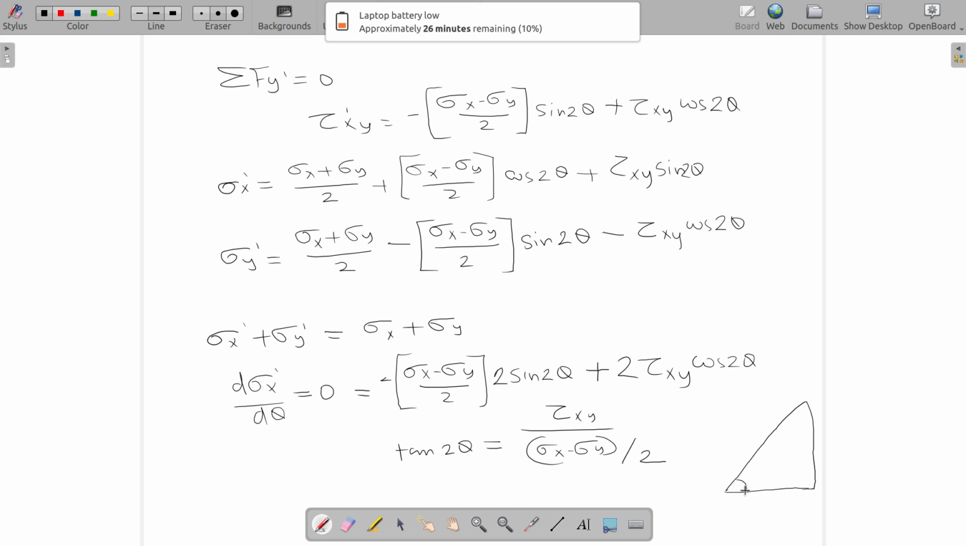So let's say this is 2 theta, and this is tau xy, and this is sigma x minus sigma y by 2. So what will be the length of this side? That will be the square root of tau xy square plus sigma x minus sigma y by 2 whole square. This will be the length of this side. This corresponds with this equation, right? Tan 2 theta is equal to the opposite side by the adjacent side here.